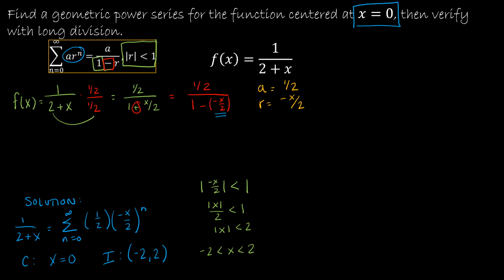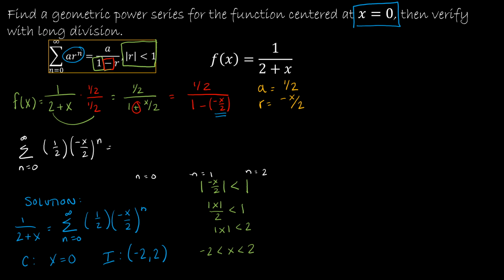But obviously in this case they're asking me to verify with long division, so that's what we're going to do next. But before we do that, I just want to take a look at some of the first few values of my series. So my series is written as n goes from 0 to infinity of 1/2 times negative x over 2 to the nth. So let's just find the first couple of values. Again, starting with n is equal to 0, and then n is equal to 1, and then n is equal to 2, and so on. And then we'll just verify those with long division.